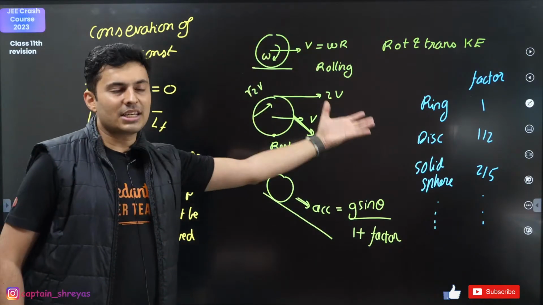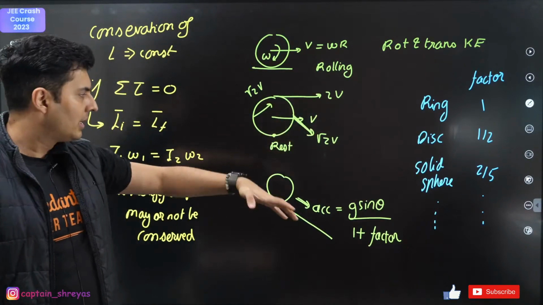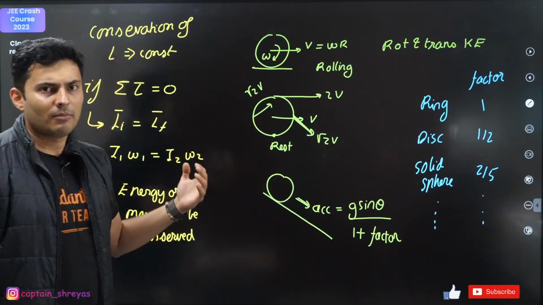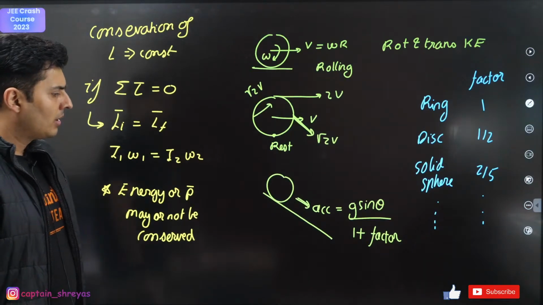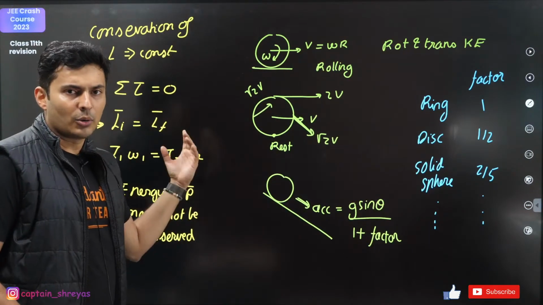So I feel it is much easier to remember it in the form of factor formula rather than going by some other way. So these are the main things which are there in rotational motion.